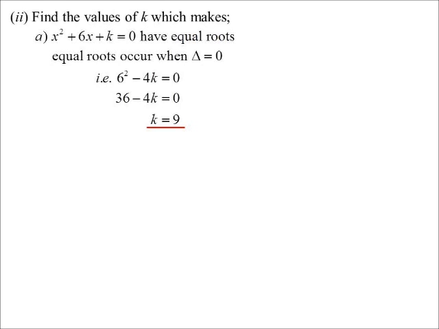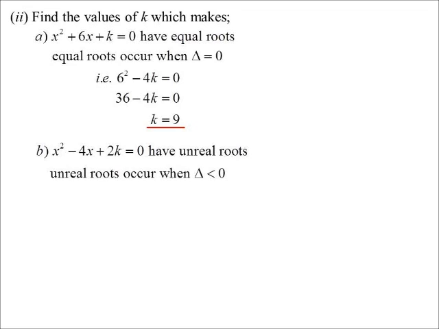So the other way I could have worked out k is I could have said, well, what's half the coefficient of x squared? Unreal roots. The condition for that? Less than 0. So now we've got an inequality to solve. b squared minus 4ac less than 0 turns out to be k is greater than 2. So whenever k is greater than 2, this equation will not have any real solutions.